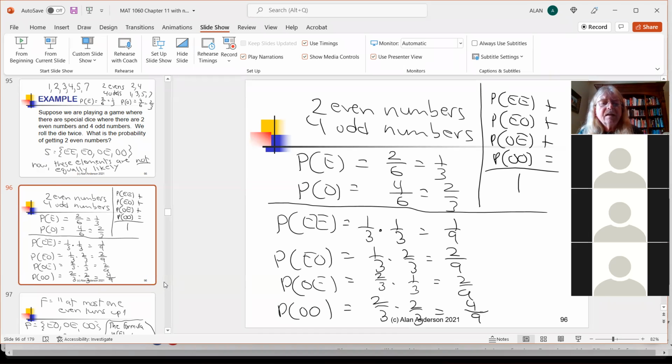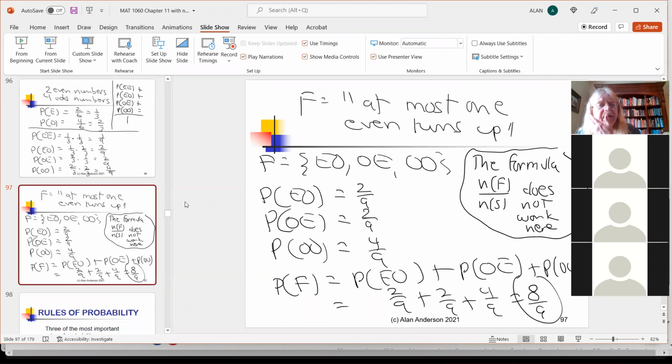And now we can go ahead and calculate the probability of F under these circumstances. Okay, so in other words, with this very strange pair of dice, the probability of getting at most 1 even, we can't use this formula we had before. In other words, we can't just say it's 3/4. Even though there are 3 outcomes in F and 4 in S, it doesn't matter because they're not equally likely.